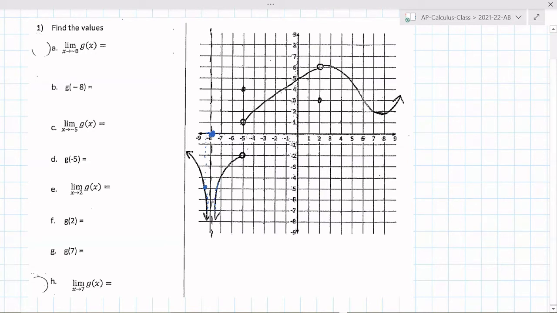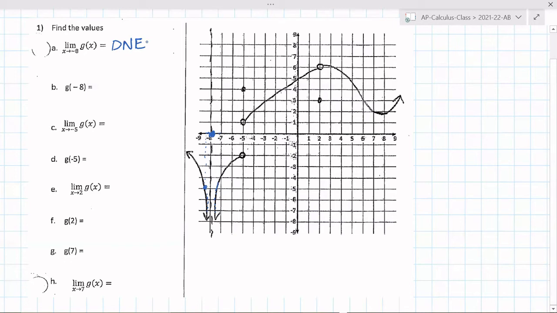So what's the limit as x approaches -8? It doesn't exist. And later we will see, like in this case, we could say it's -infinity, but "does not exist" is correct. Because when it exists, it has to be a finite number and it has to be the same from both sides, left and right.